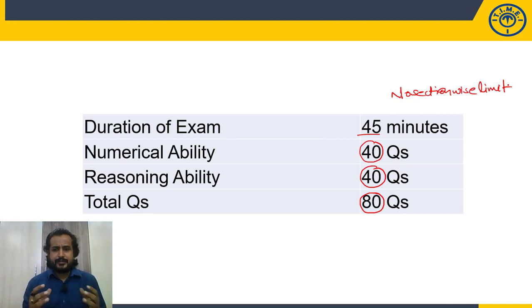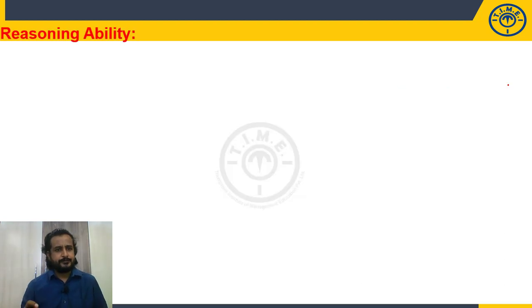Now first we'll discuss reasoning ability in detailed analysis. Then we'll go ahead with the numerical ability in detailed analysis. Fine. Let's see the analysis of reasoning ability.